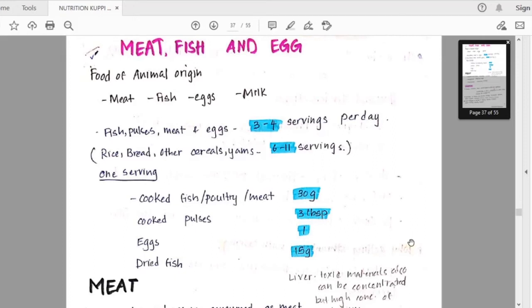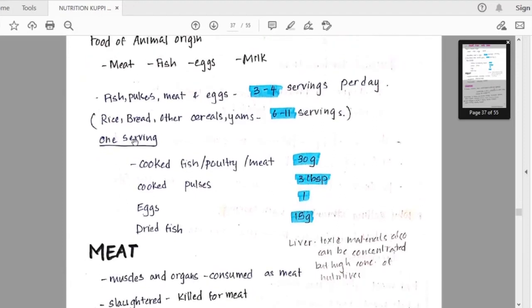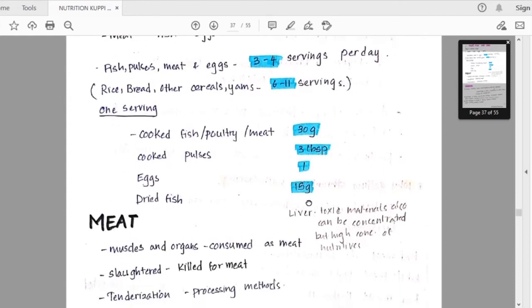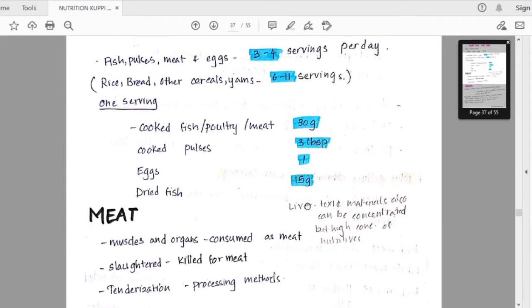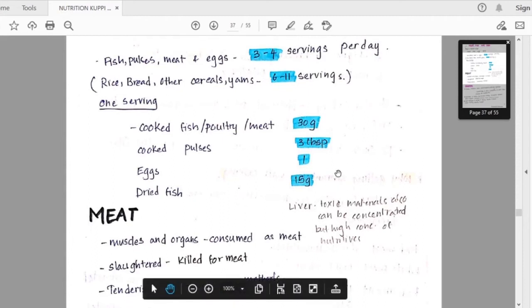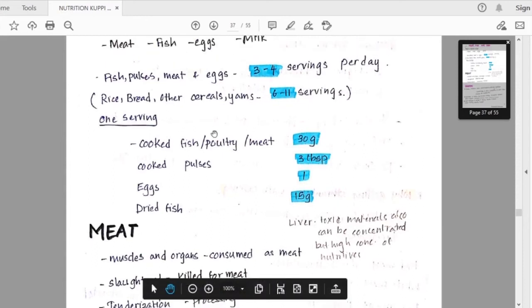Then we were serving sizes. Cooked fish, poultry, meat is 30 grams. Cooked pasta, 3 tablespoons. Eggs, one egg is 1 serving. Dried fish is 15 grams. One serving of cooked fish is 30 grams.